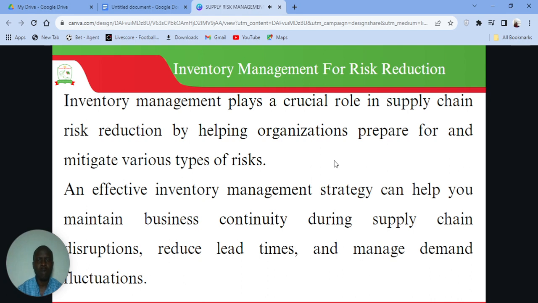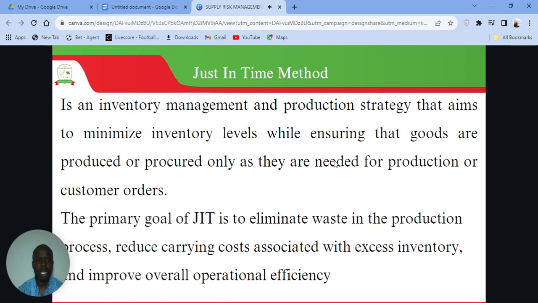Lead time is the period between when you order and when you receive the goods. So are you ready to work with a supplier who takes maybe 60 days or 90 days to deliver the goods once you have ordered? That's what we call lead time. And also, if you are able to cope with that, are you able to manage what we call demand fluctuations?